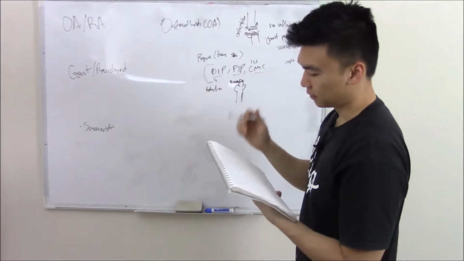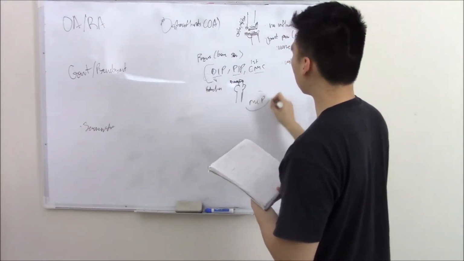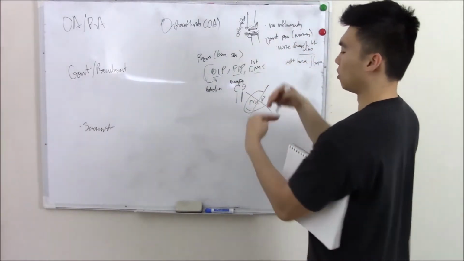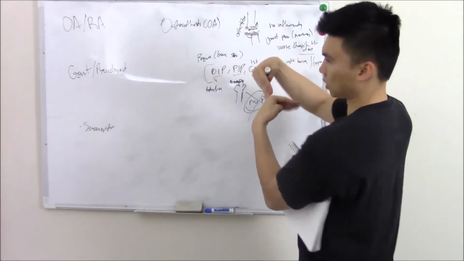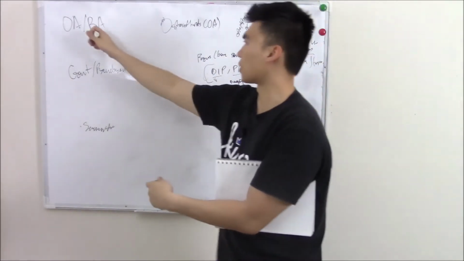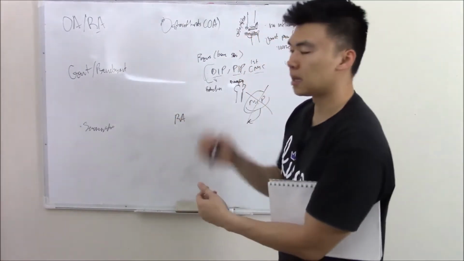One thing it doesn't affect is the MCP, or your metacarpal phalangeal joints. Your metacarpal phalangeal joints instead are affected by our next topic, rheumatoid arthritis. That's a nice segue, rheumatoid arthritis. Rheumatoid arthritis is not wear and tear.